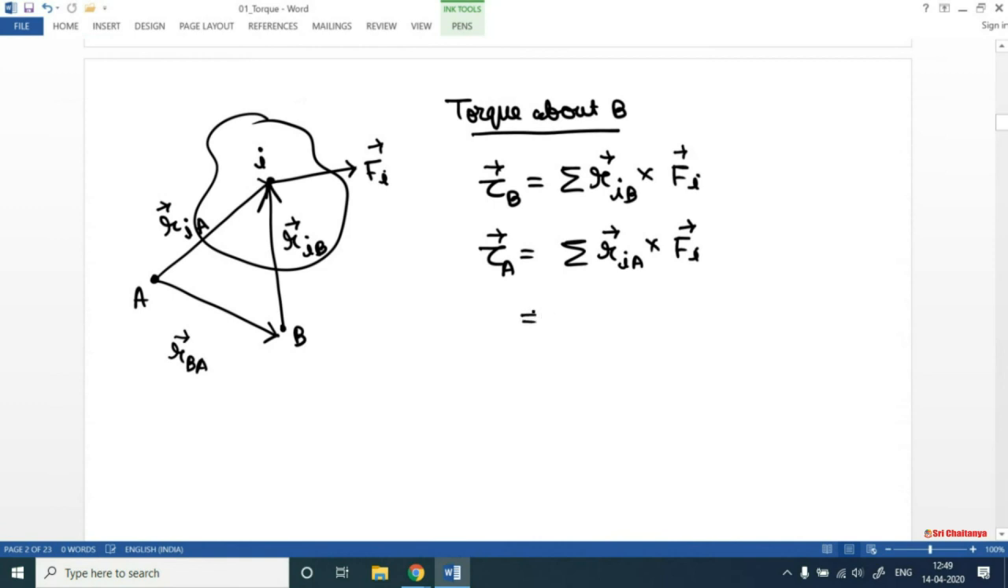So let's modify the expression of tau A. So RIA can definitely be written as RIB minus RAB.